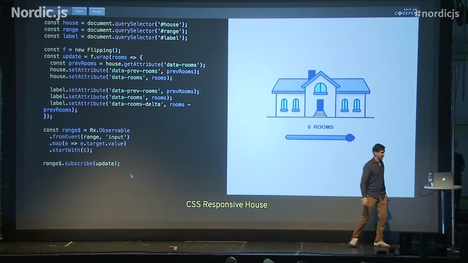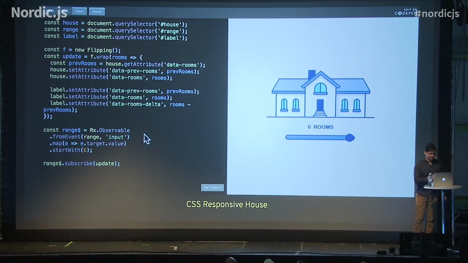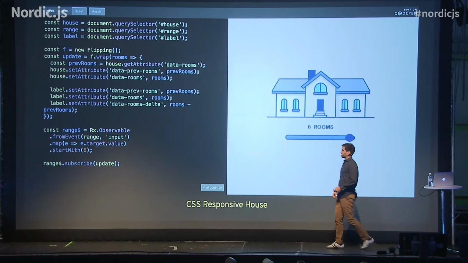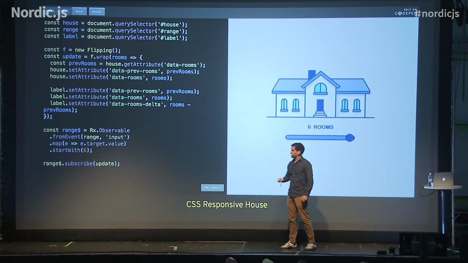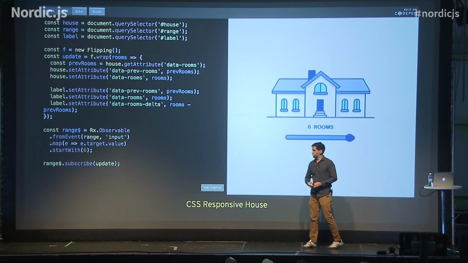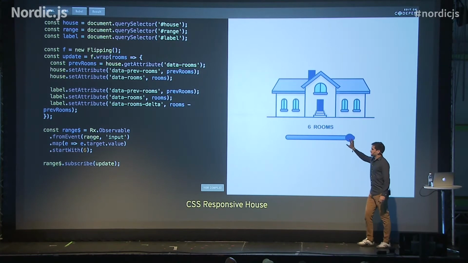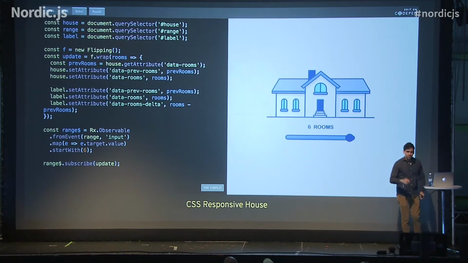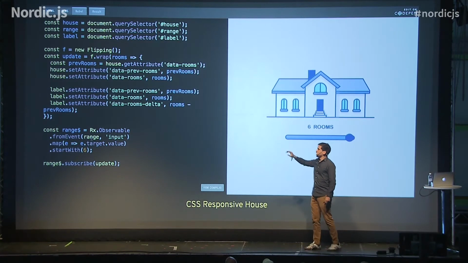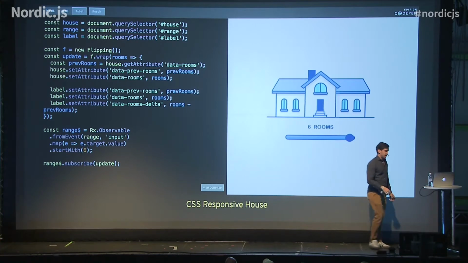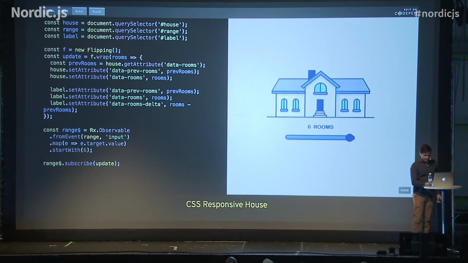Okay. So example time. Over here, I have this range observable, and this range observable is going to get input events from the range, and we map that to the value of it. So in this case, we have either 6, 5, 4, or 3 rooms. And so whenever we get a new value, we're going to call this update function. And all that does is set some attributes. And then we could see that it changes.